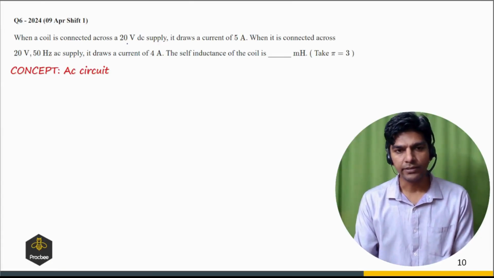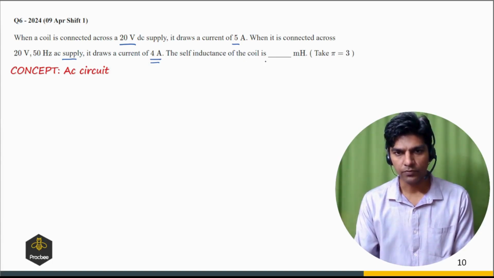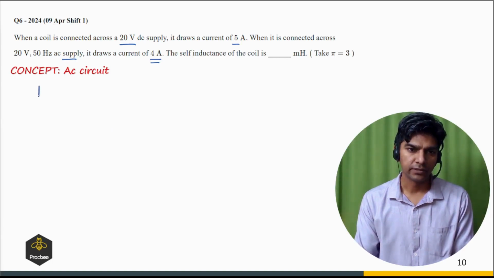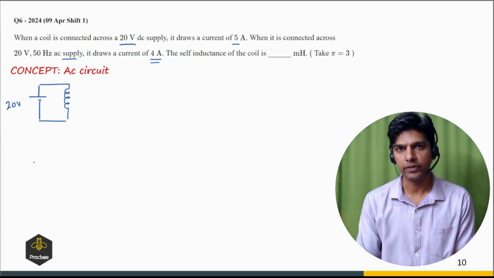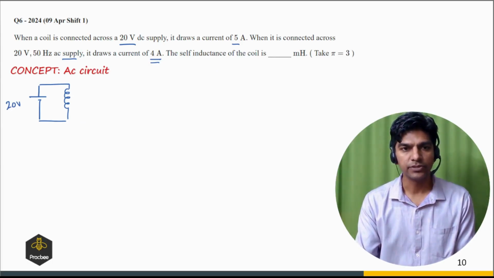When a coil is connected to a 20 volt DC supply, it draws a current of 5 ampere. When it is connected across a 20 volt 50 hertz AC supply, it draws a current of 4 ampere. The self-inductance of the coil is in millihenry. Right, so in a DC circuit, this is 20 volt and there is an inductor. And we are given some steady state current, which is 5 ampere. So we have a finite current, so it means this inductor must be having some resistance, right? So I'm showing a resistance also.